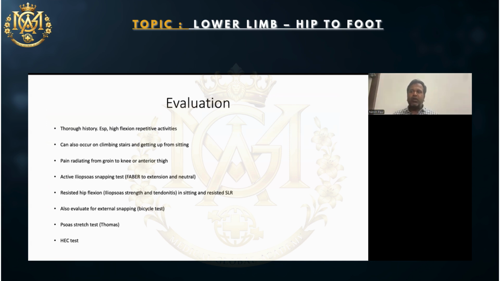And the patient can also complain of pain when he or she is trying to climb upstairs or downstairs, or trying to get up from a sitting position. Okay. And the pain can also be a pseudo osteoarthritic type of pain where the pain will radiate down your thigh or the groin. It won't reach all the way to the knee joint.